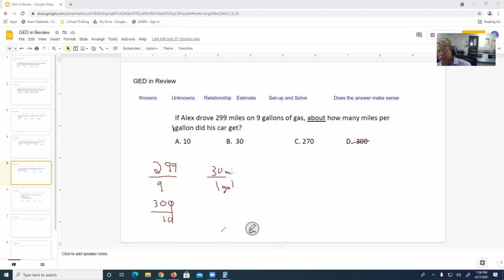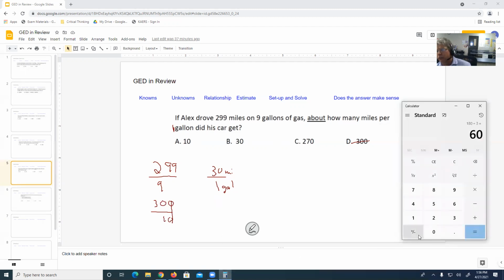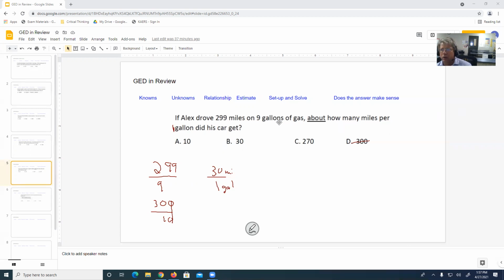But if we wanted to do the whole math there, since we've got a calculator, you could have just done 299 divided by 9, and that would give us like 33.2 with the repeating decimal, and of the choices, the closest thing to that would be B, 30 miles on 1 gallon. So that's what we're seeing on that one. So again, our unknown is a ratio or a rate, which I can write in a fractional form. That helps us move along into the problem.